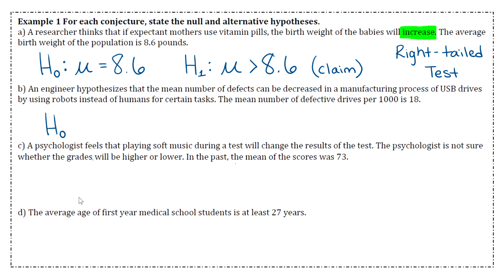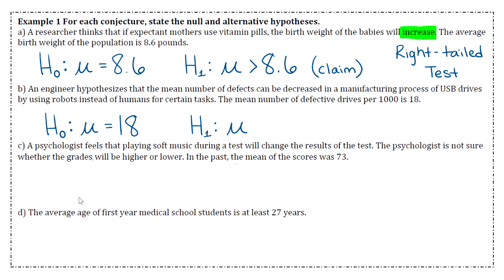Okay, so I'm going to start out with my null hypothesis. This is going to be the one where I have mu equals some number. In the question, it says that the mean number of defective drives is 18, so I'll let that be equal to 18. And then for the alternative, I'm going to have mu is something compared to 18.